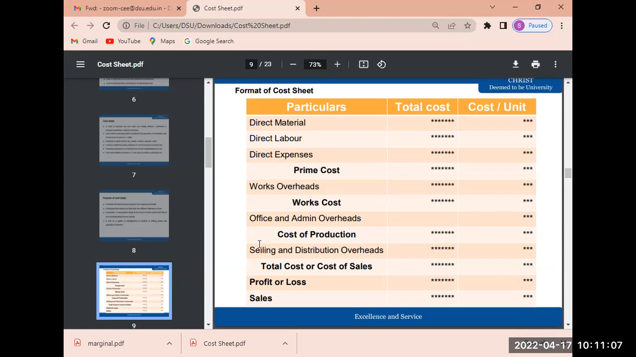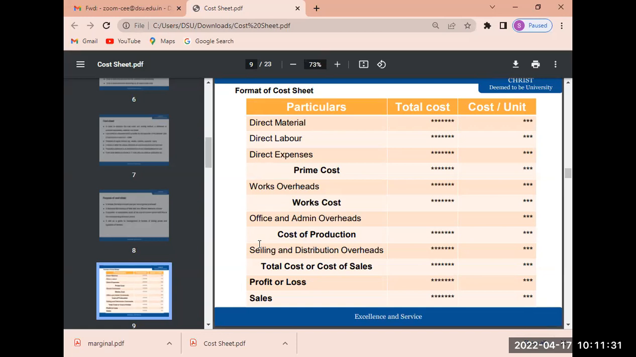Along with works cost, if you add all indirect material, indirect labor, indirect expenses that are associated with the office and administrative process, then we have to call that office and admin overheads.